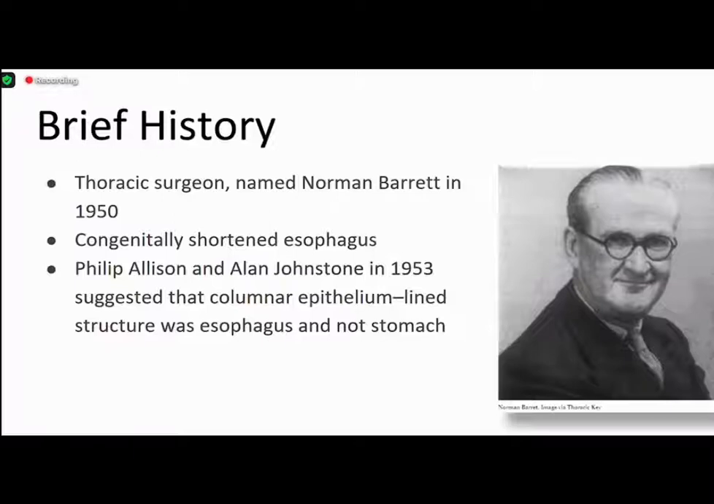However, shortly after, Dr. Philip Allison and Ellen Johnston in 1953 suggested that that's not the case, and that this columnar lined epithelium structure is actually esophagus and not stomach. They were the first to speculate that this is probably caused by acid reflux, and the ulcers that were arising in this columnar lined epithelium, they were the first to call Barrett's ulcer. Hence the name continued. Later on, Dr. Norman Barrett also agreed with their findings. Besides Barrett's esophagus, he was also among the pioneers who described Voorhees phenomena and one of the first surgeons who performed successful surgery in those patients.